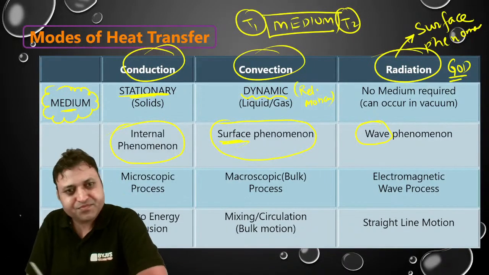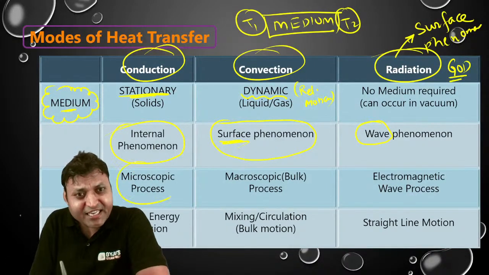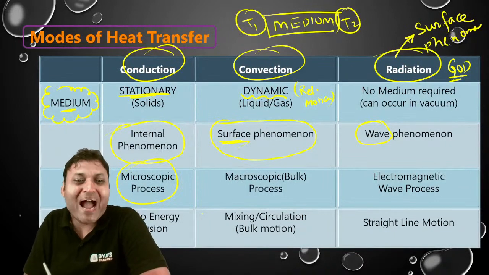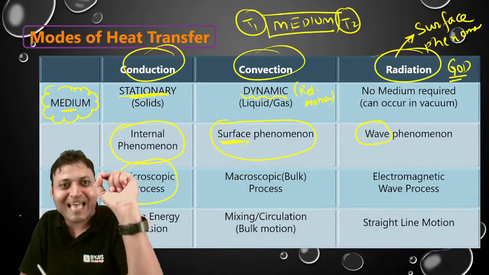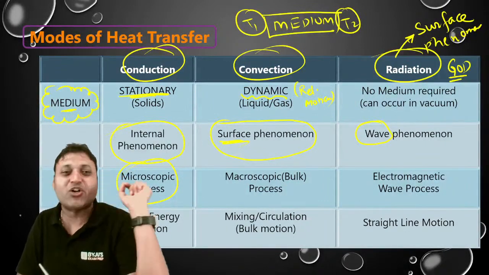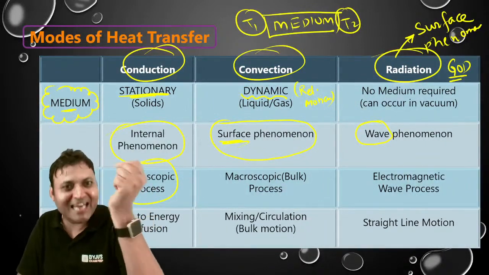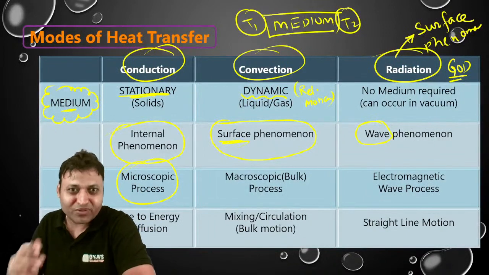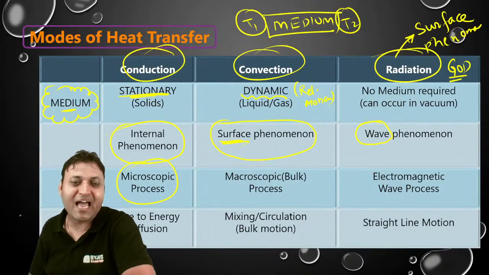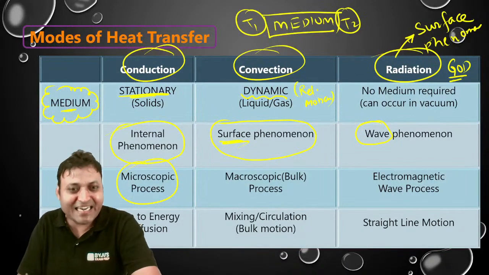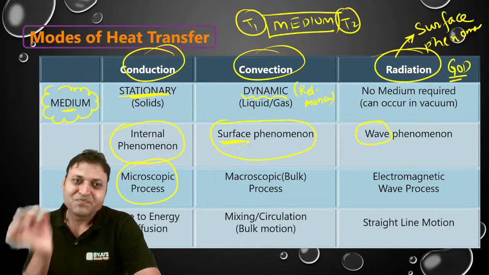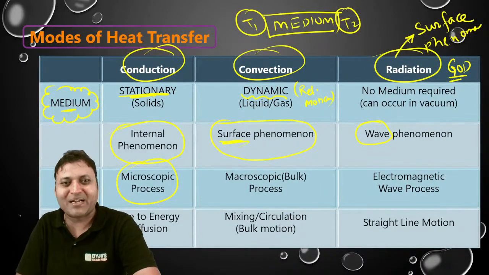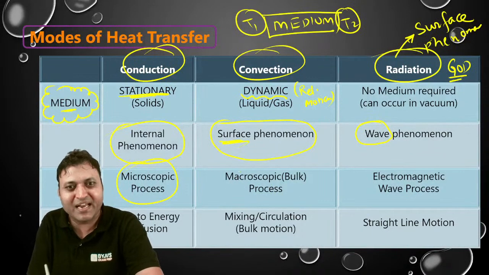And conduction is also called a microscopic process. Why is it a microscopic process? Because the molecules, atoms, or electrons are responsible for energy transfer due to conduction. So that is why it is a microscopic phenomenon, and that is why I told you that we cannot visualize conduction with our naked eyes. We can only feel the conduction happen, but we cannot visualize it.